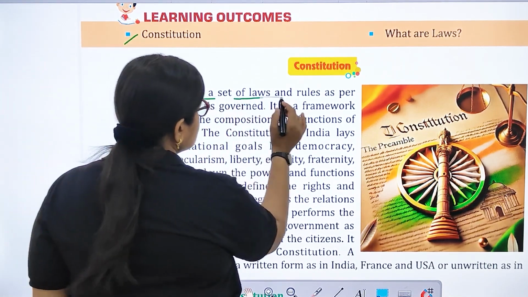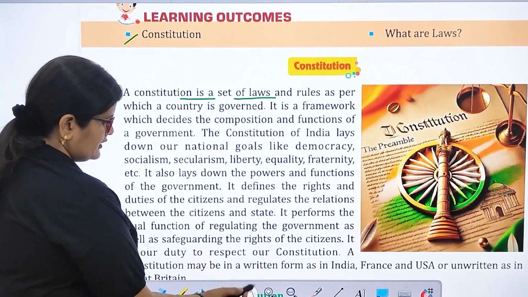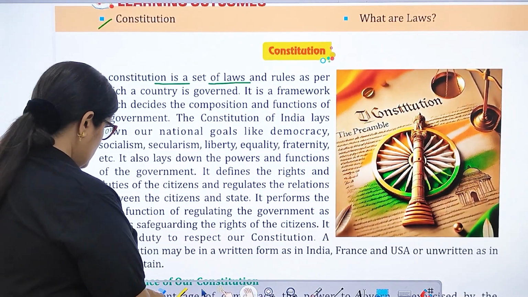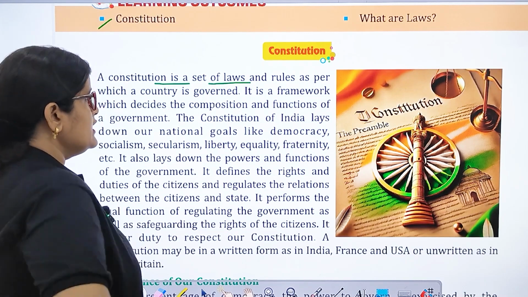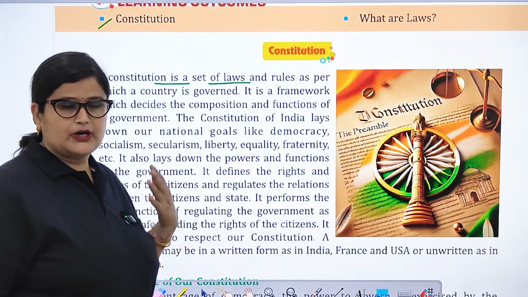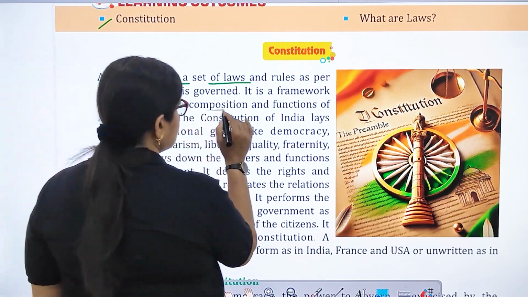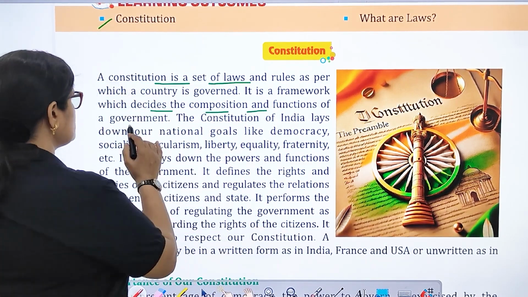A constitution is a set of law and rules as per which a country is governed. तो जो कॉन्स्टिट्यूशन होता है वो कानून बनता है उससे, जिससे हमारा जो देश है वो प्रॉपरली सही तरीके से चलता है. It is a framework which decides the composition and functions of a government.